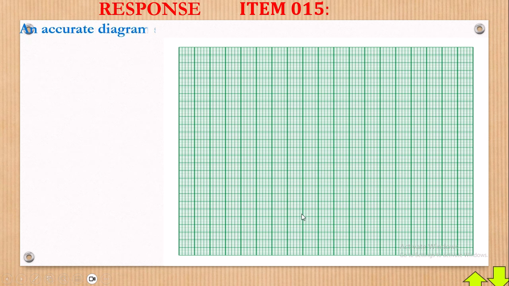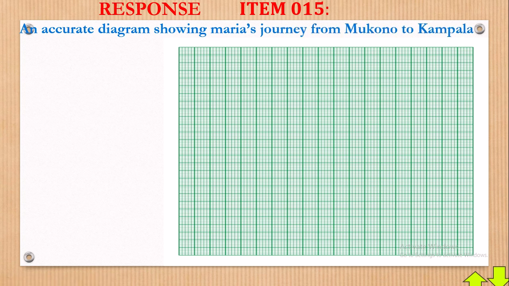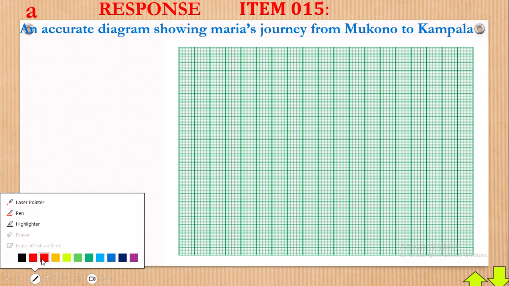To start with, we need the title still. Actually, today I'm showing Maria's journey from Mukono to Kampala. We always need a title here, so let's begin with the Kalagi as per the sketch. Oh, sorry, this is part B. Maybe just erase this off. Oh, anyway, still part A. Sorry, still part A.